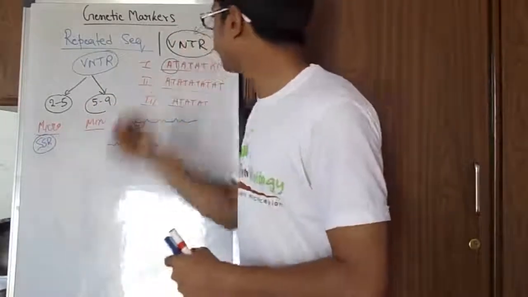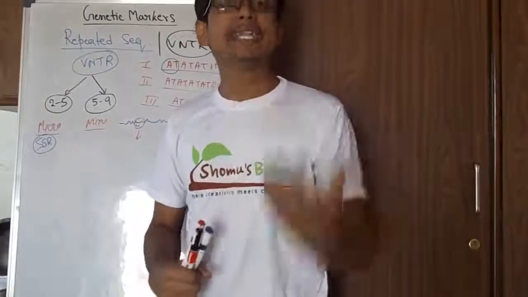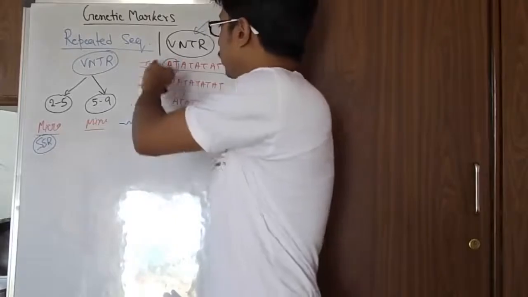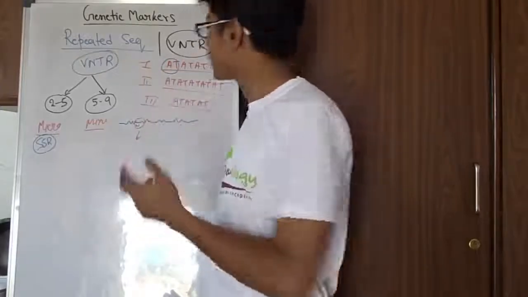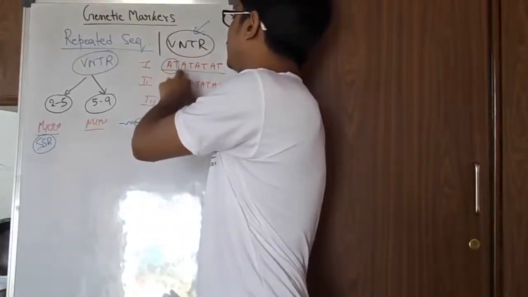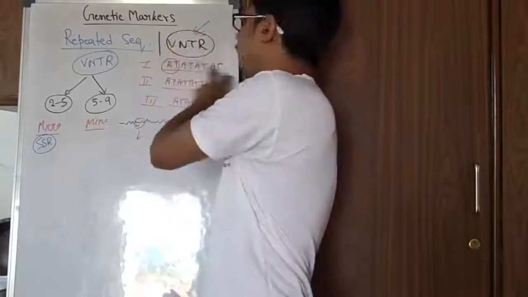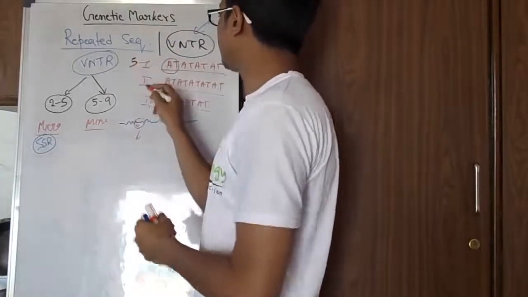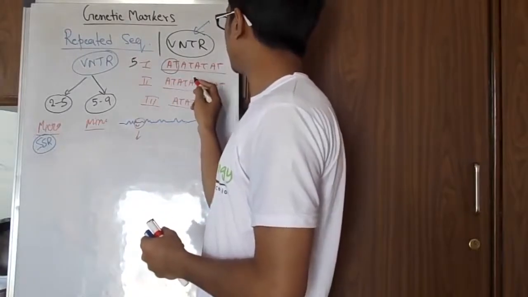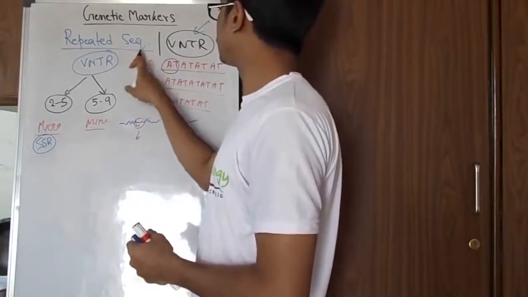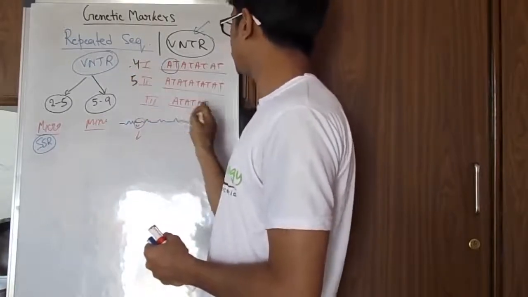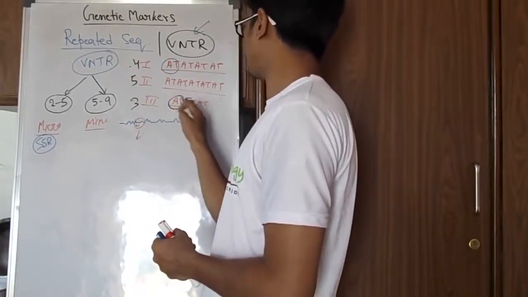So these are consecutive repeats of AT. Why variable number? Because if you take three different individuals, individual 1, 2 and 3, what will you see? In individual 1 the repeat is present 4 times, in individual 2 it is present 5 times, and in individual 3 it is present only 3 times, so 3 repeats only.